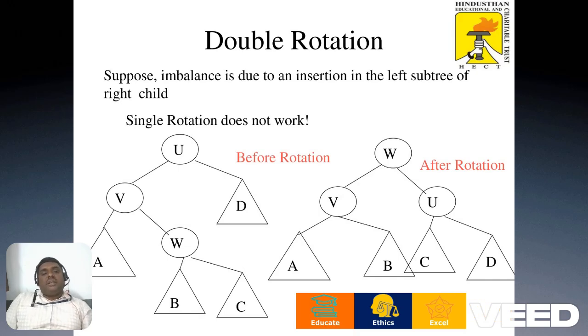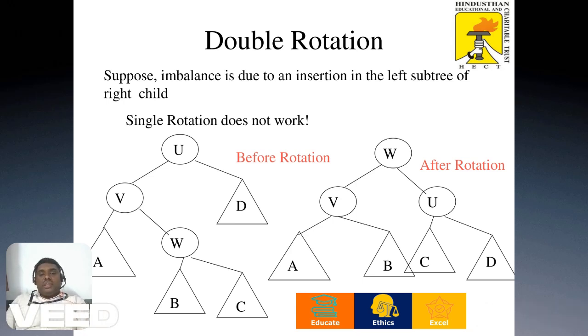Sometimes we need a double rotation. Suppose the AVL tree is imbalanced due to some subtrees, so we have to make alterations at the root also. Here we have U, V, D, W, A, B, C, which is purely imbalanced. First we have to rotate A and B, and then C and D.